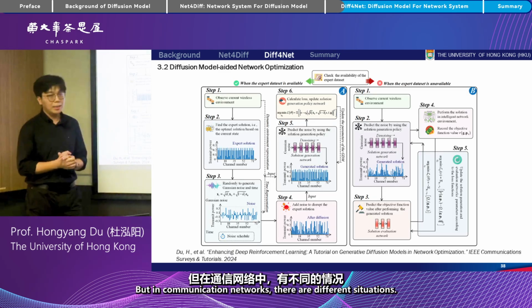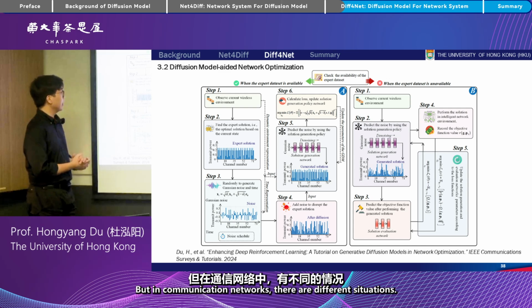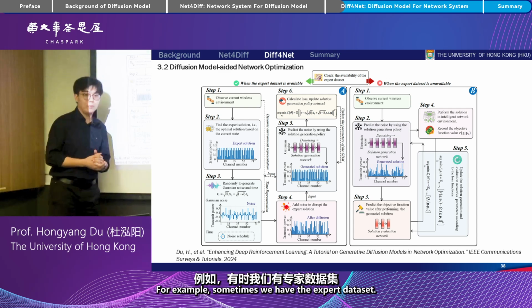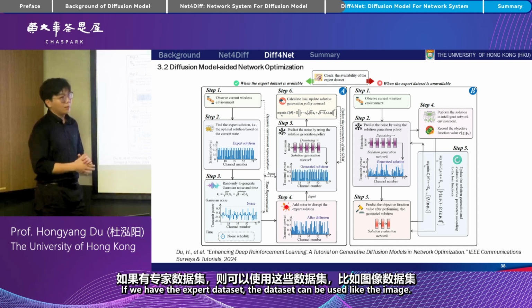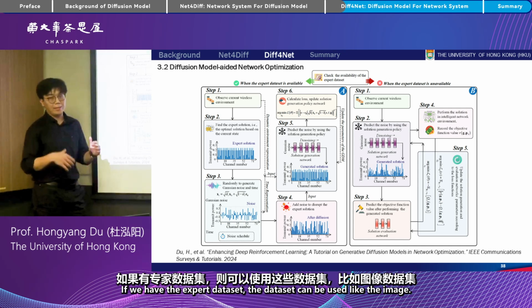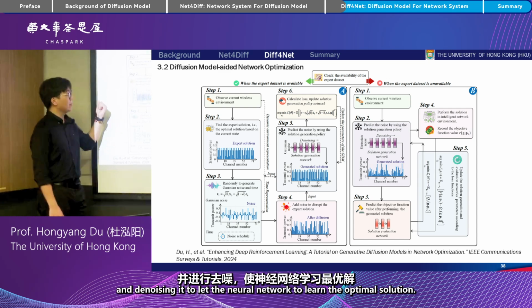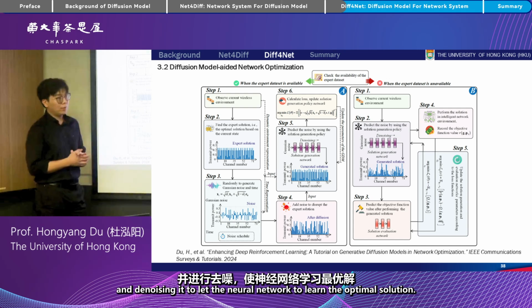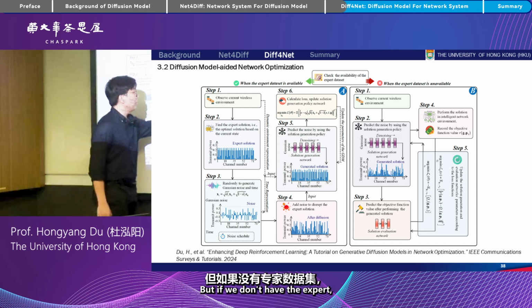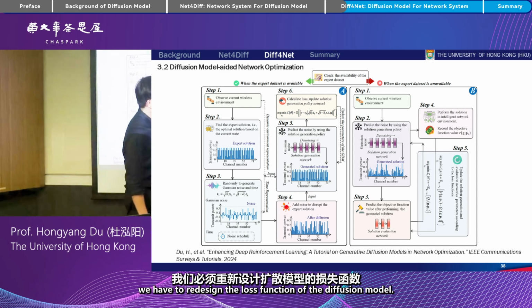But in communication networks, there are different situations. For example, sometimes we have the expert dataset. If we have the expert dataset, the dataset can be used like the image. We can add noise to the expert dataset and denoise it to let the neural network learn the optimal solution. But if we don't have the expert, we have to redesign the loss function of the diffusion model.